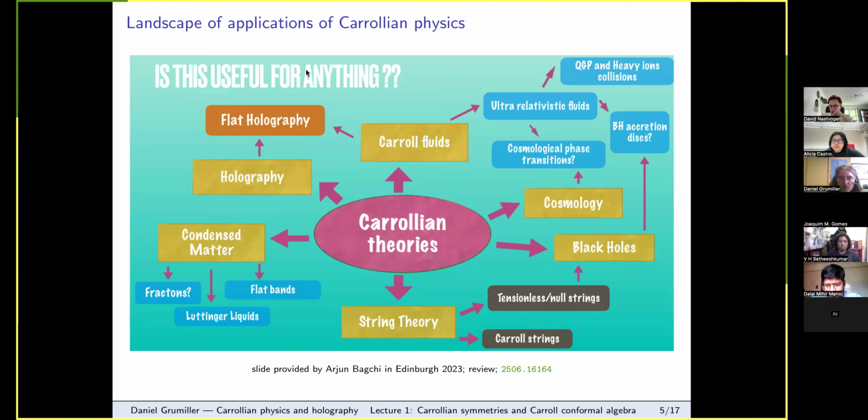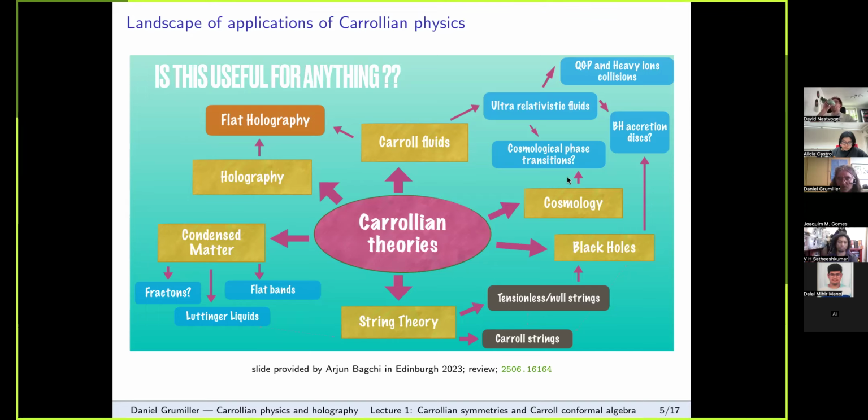So what are possible applications of Carrollian physics? I'll be focused on this orange rectangle here, flat holography. But as you see from this slide, there are numerous other instances where Carrollian symmetries have appeared. From condensed matter physics, in the physics of flat bands, fractons, and others, in scaling limits of string theory, in particular tensionless strings, but also in the context of black holes, because whenever you have null hypersurfaces, you have Carrollian symmetries, and black hole event horizons always are null hypersurfaces.